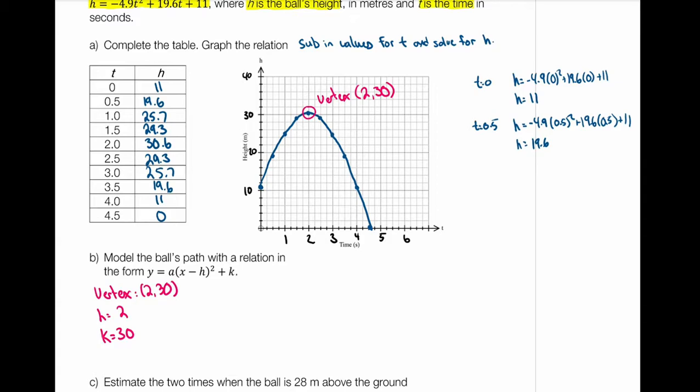The only other thing that I need now is my a value, which I don't have. But luckily, I have many points that I can choose from that I can plug into the equation to help me solve for a.